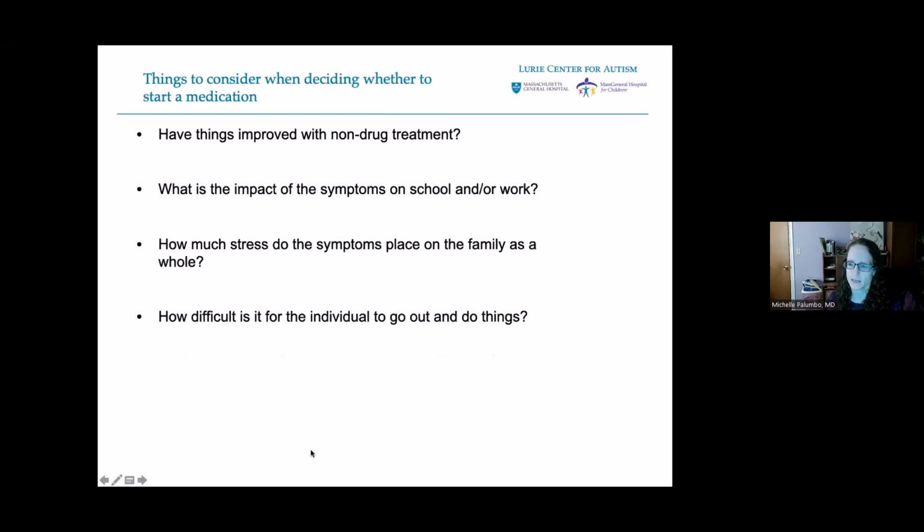So I always like to think about what you want to consider when deciding whether to start medication. The first thing we think about is whether things have improved with non-drug treatment. So things like doing ABA or having supports placed at school, or, depending on the level of the individual's language, you might think about more like cognitive behavioral therapy. So just different mechanisms and methods of treatment, trying those options first.